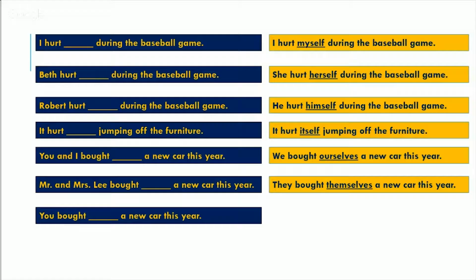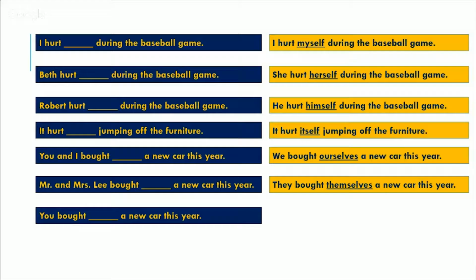Look at the next one. You bought blank a new car this year. That's the next one. So we'll wait for the answer on that one. Okay, so I'll wait on the answer on that one. And so far, we're doing really good. So we're learning these reflexive pronouns, right? Which mean yo mismo, ella misma, el mismo, eso mismo, nosotros mismos, ellos mismos. That's what they mean. So we use them in English when we talk about ourselves, when we talk about us and something happening with us.